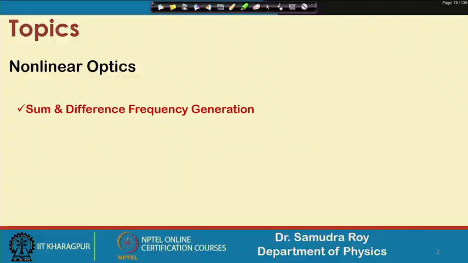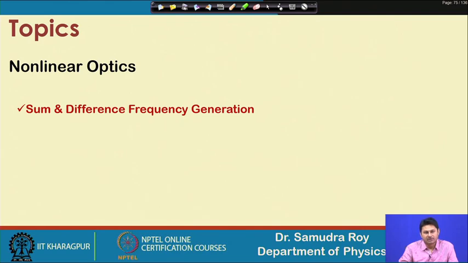So, today we are going to learn another important concept, which is sum frequency generation. And if we have sum frequency generation, then there is also a possibility that we will have something called difference frequency generation. So, in compact form we can say sum and difference frequency generation. The question arises here: what do we mean by sum and difference? Sum means we are adding something, and difference means we are subtracting something.